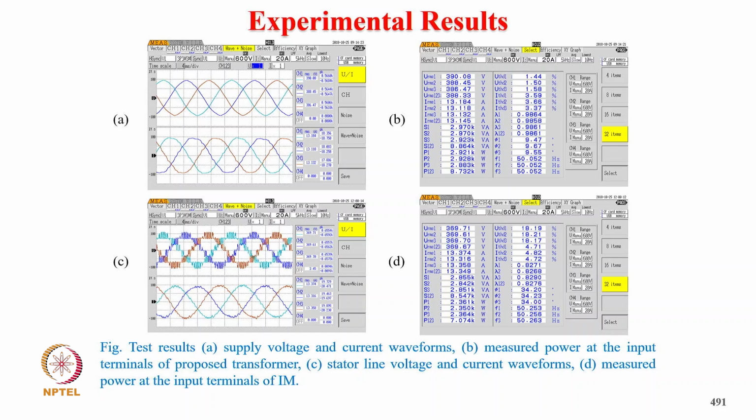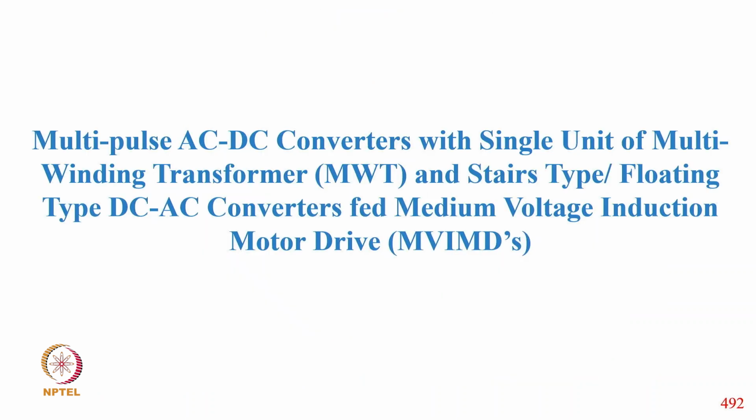And these are typically the results with supply voltage, supply current, and motor voltage, motor current, and their respective harmonic spectrum. So we can see the THD of supply current is 3.6%, and motor current is 4.7%.